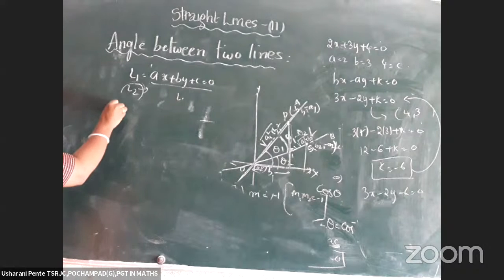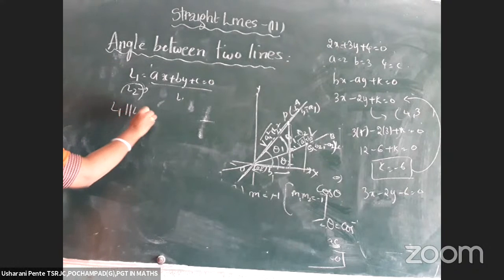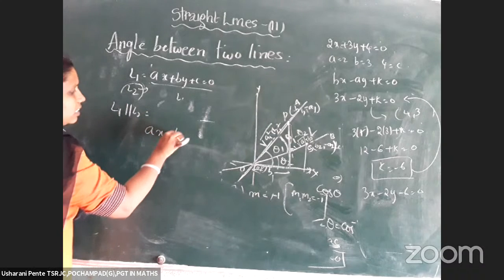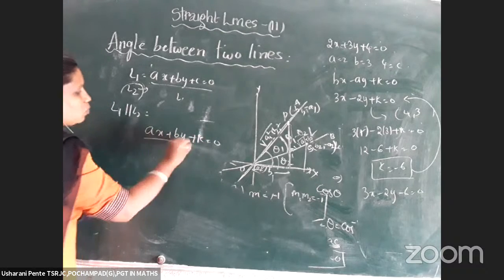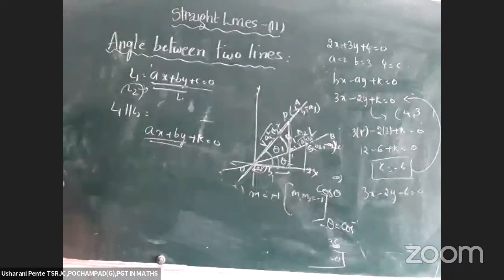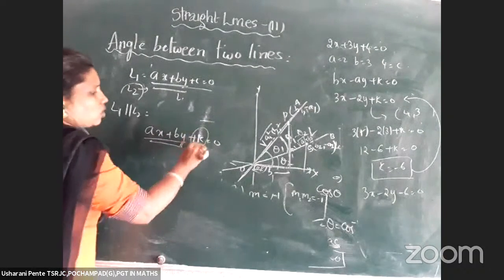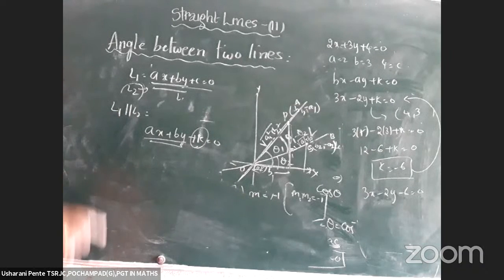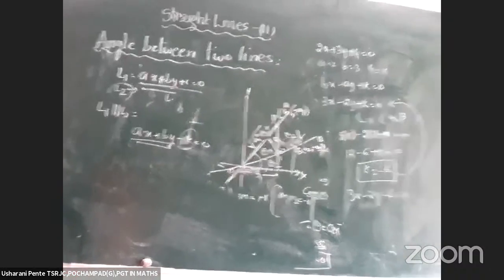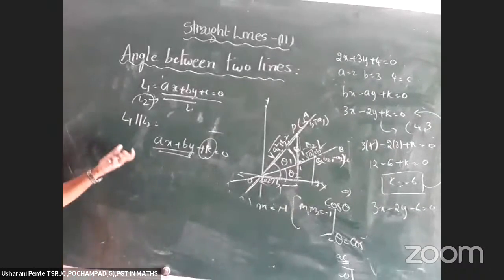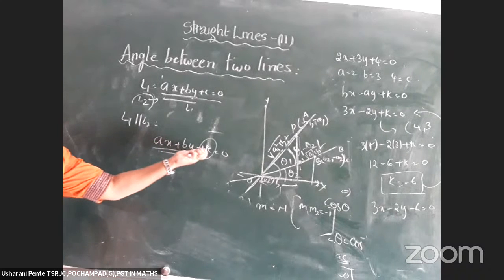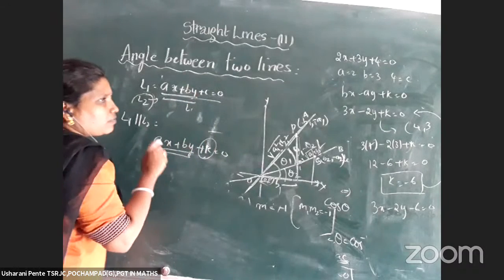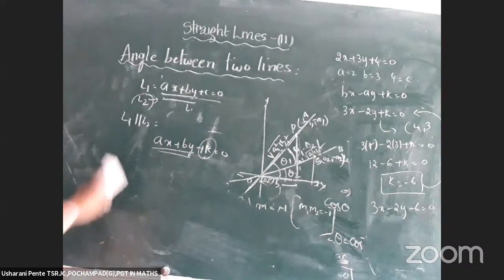If the lines are parallel, that is L1 is parallel to L2, then they differ by just a constant. This will be the same for both of these lines, that is ax plus by will be the same; they just differ by the constant. Why? Because when the lines are parallel, the slopes are equal. By using that, we can write it as ax plus by plus k is equal to 0. They will differ by a constant.